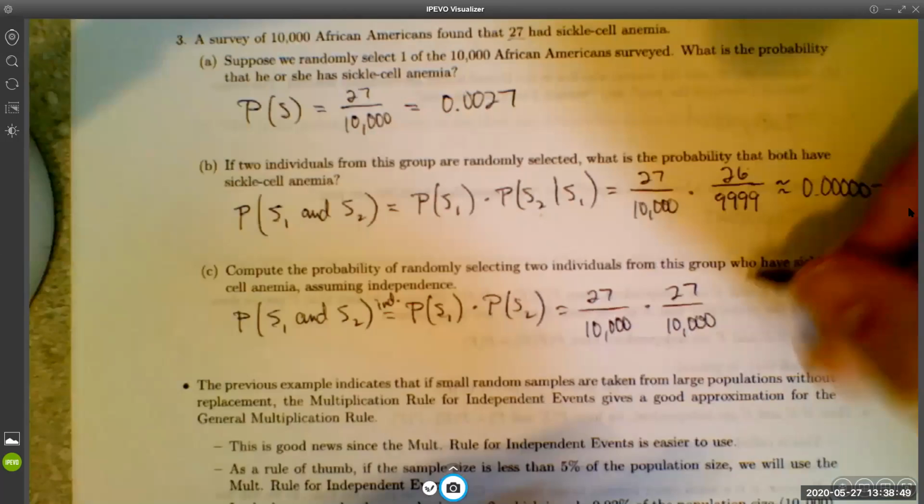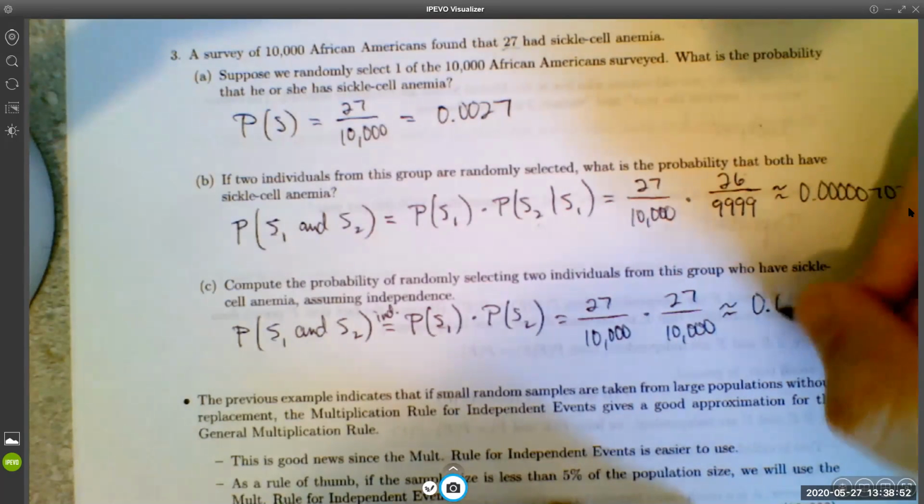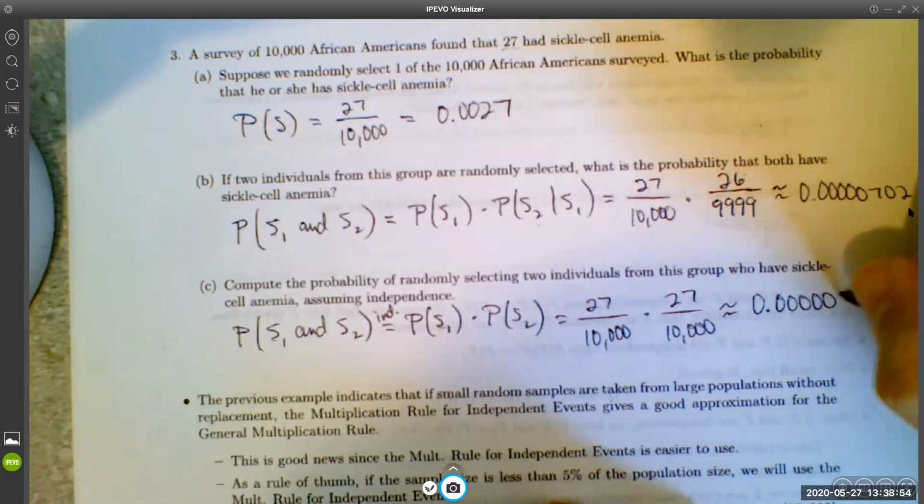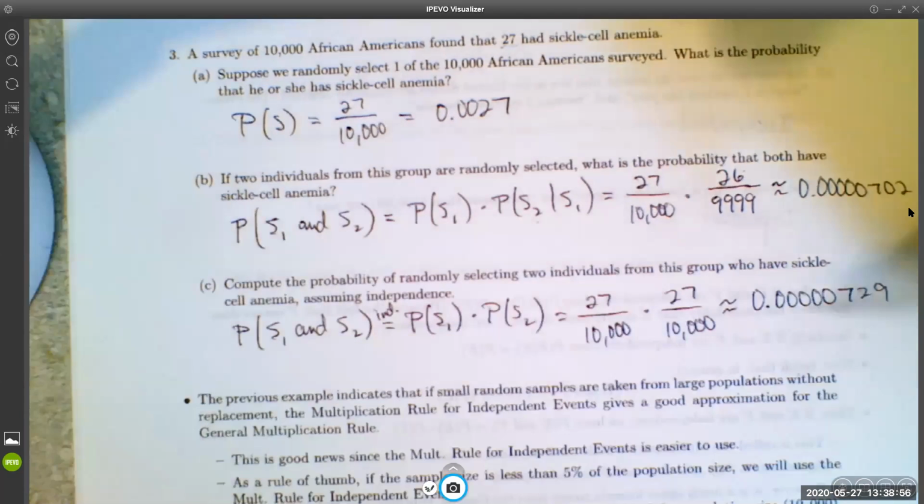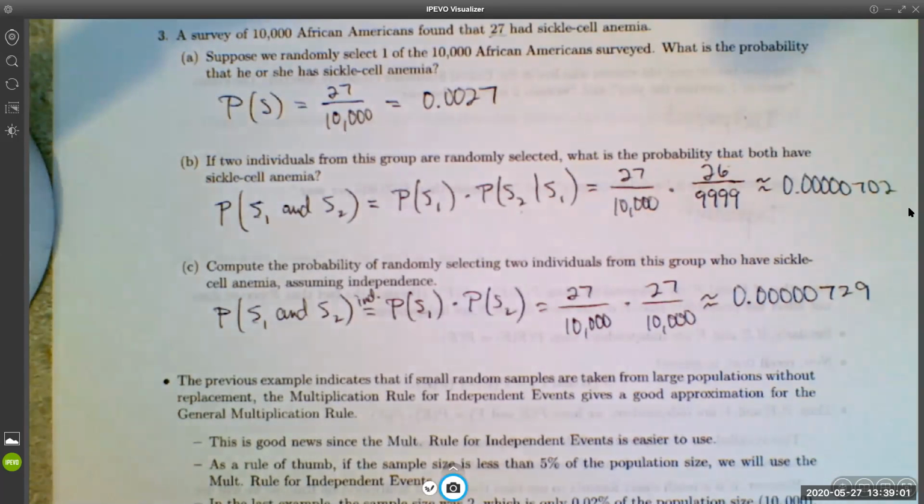That's about 0.00000729. So 5 zeros and then a 729. What I want to point out about this is that while these two numbers are not exactly the same, they're pretty darn close. If you round to 4 decimal places, they're both 0, right? If you round to 6 decimal places, they're both 0.000007. So they're really close to each other, even though they're not exactly the same.